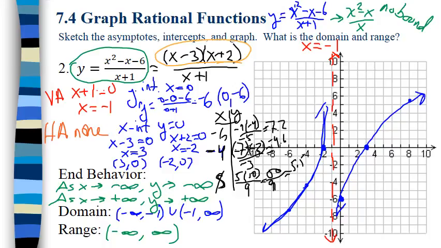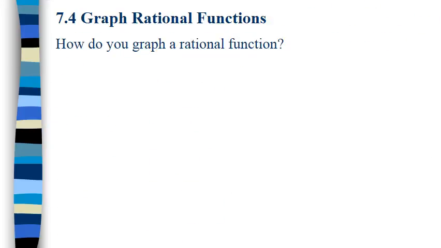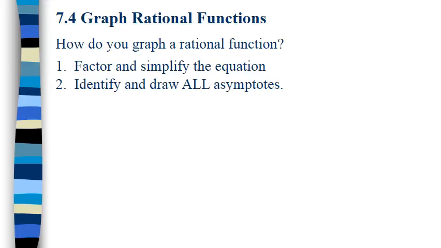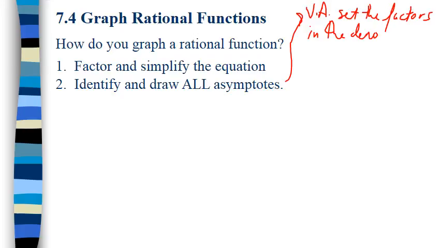Okay, so in general, graph the rational function by factoring and simplifying first. Then we identify and draw all the asymptotes. The vertical asymptote we got because we set the factors in the denominator equal to 0. Horizontal asymptotes we'll talk about in a minute.